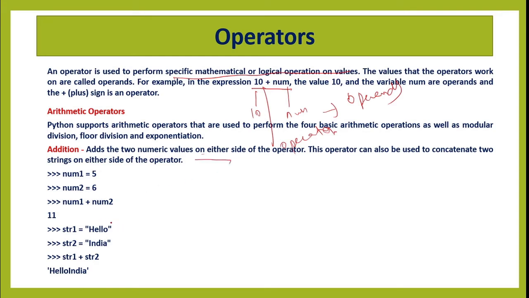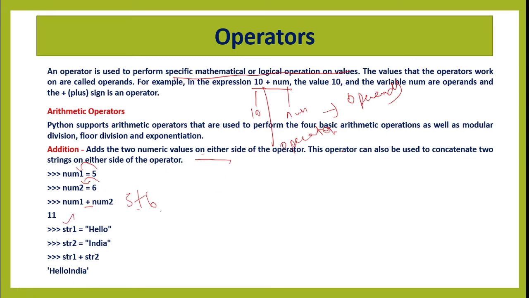See the example. Here num1 equal 5, num2 equal 6, then num1 plus num2. So which means we are assigning the value 5 to the num1 variable. In the next step, we are assigning the value 6 to the num2 variable. Then we are performing the addition operation here, num1 plus num2. So which means 5 plus 6. So the output is 11 here. So this is the first purpose.